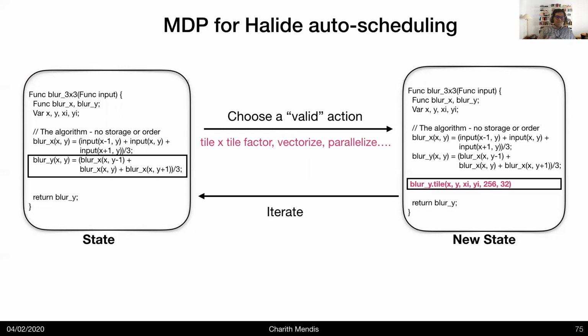And once it picks a particular valid action, you can go ahead and augment the current schedule with that valid action. And if you do this process iteratively, finally you will reach a state where all the statements are scheduled properly, at which point you can run the program to get a reward.